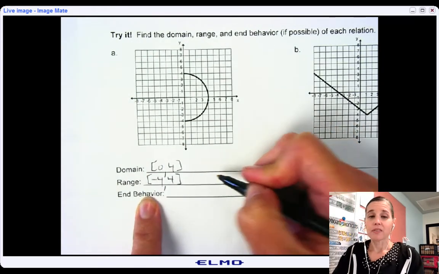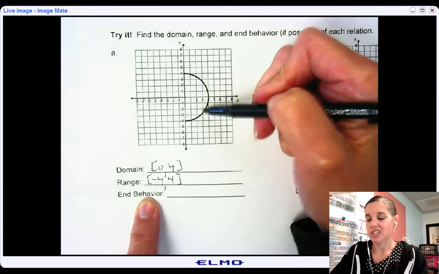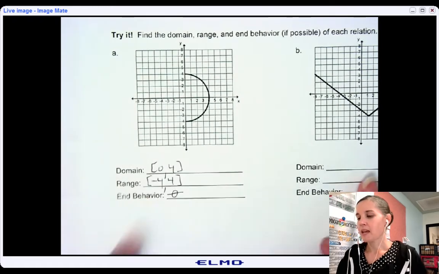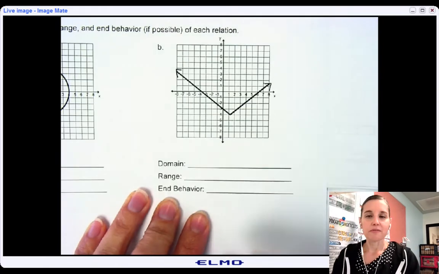Okay, now end behavior, I'm not even going to look at it, because if I were to check, this is not even a function. So I do not have to check if there's any end behavior. And the very last one. Again, when a graph goes to the edge, assume it goes on forever.